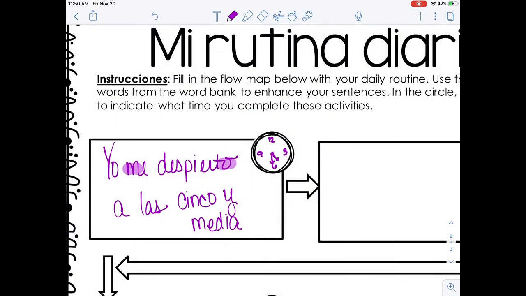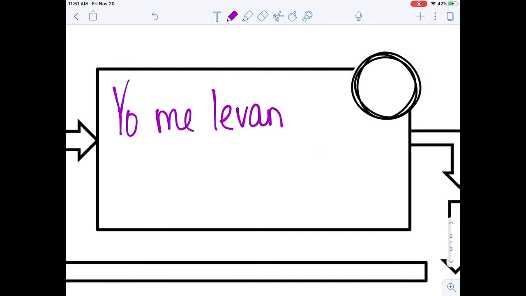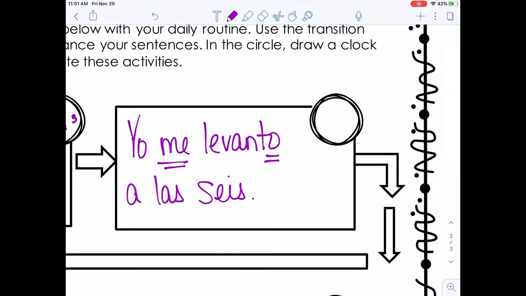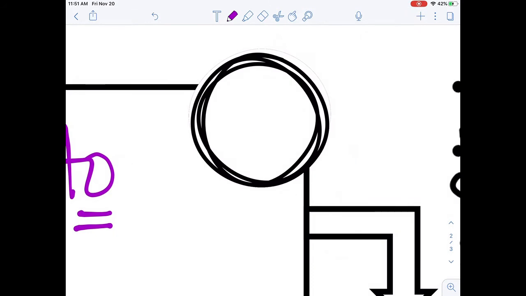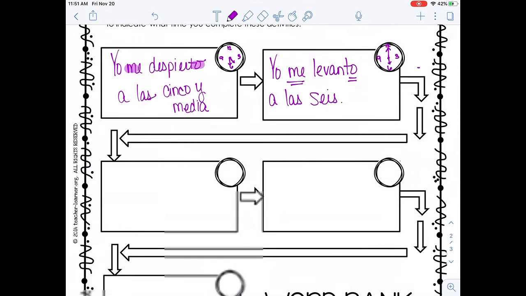Okay? Now the next thing I would do is get up. So I'd say, yo me levanto, right? So again, me is the myself. I'm talking about I get myself up out of bed and I put my verb in the yo form, and let's put a time. A las 6. So even though I wake up at 5:30, I don't get up till 6. I just can't do it. I have to wait a half hour. So it would be, okay, at 6 o'clock.